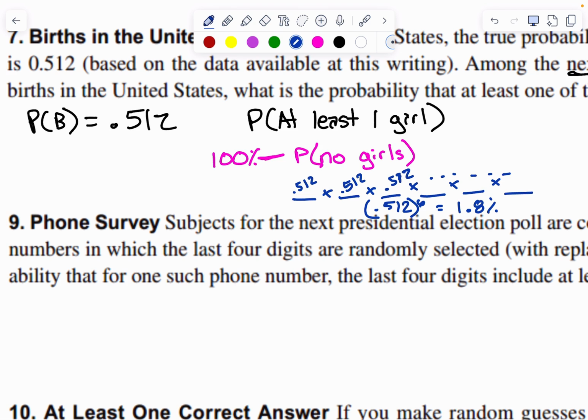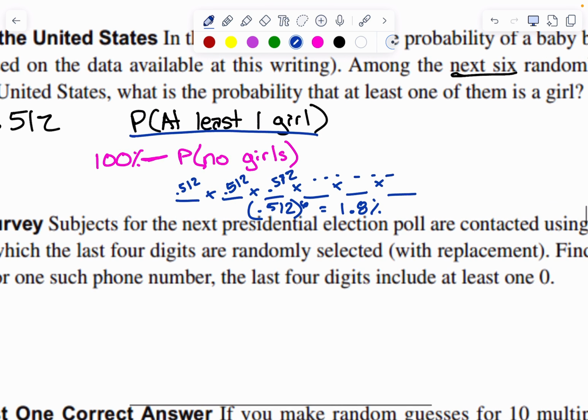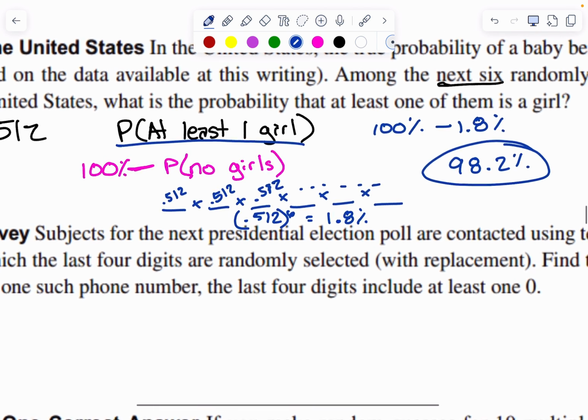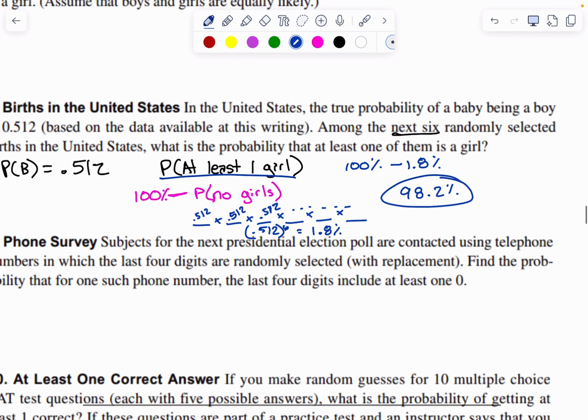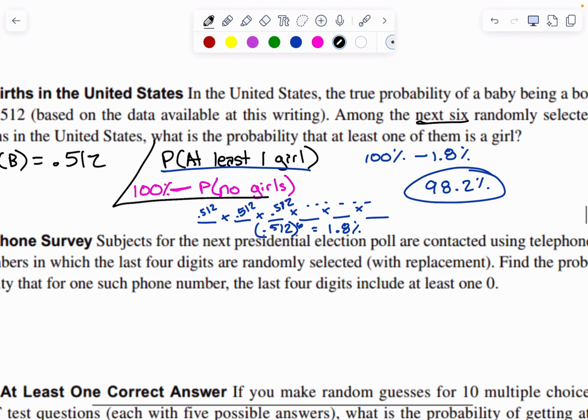1.8%. Okay, so what's the probability of getting at least one girl? 100% minus 1.8%, 98.2%. Does that make sense? Okay, so you're going to do this every single time. The probability of at least one girl is 100% minus the probability of no girls. No girls is the opposite of at least one girl, okay?